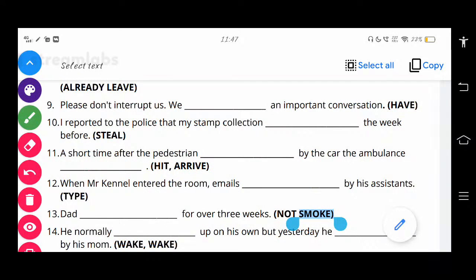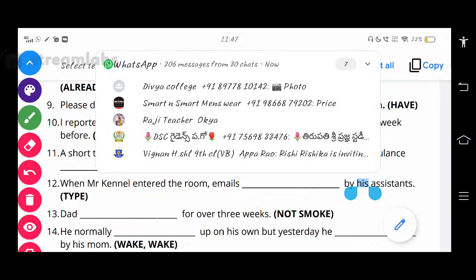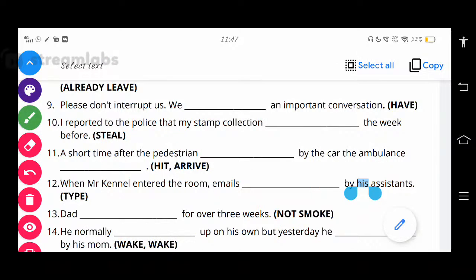Okay, next one. Look at the 11th one. A short time after, the pedestrian dash by the car, the ambulance dash. This example certifies to me how well you have learned. This is the best example.